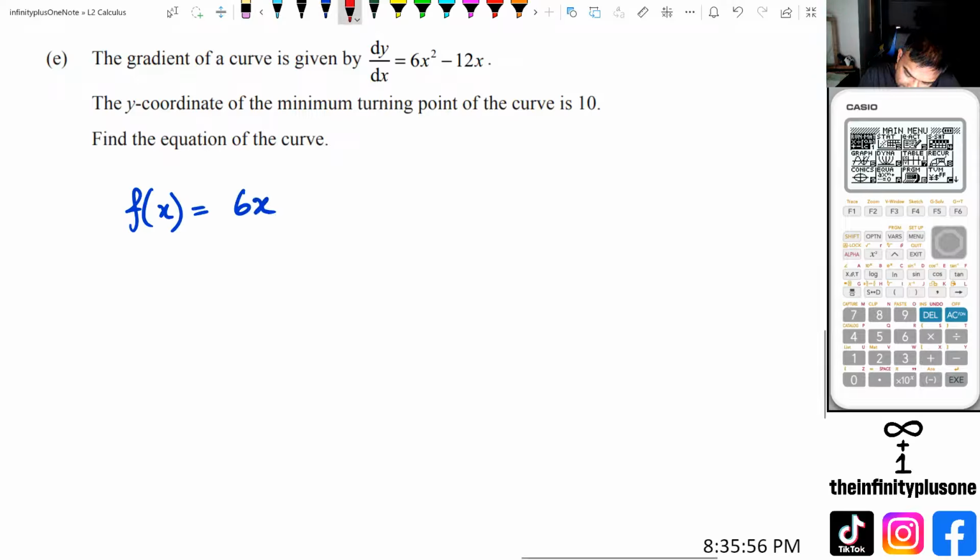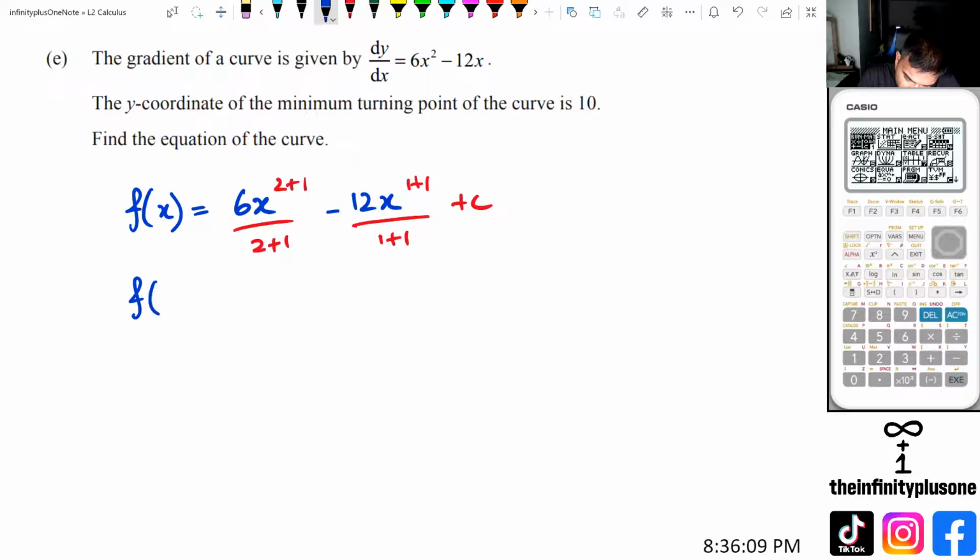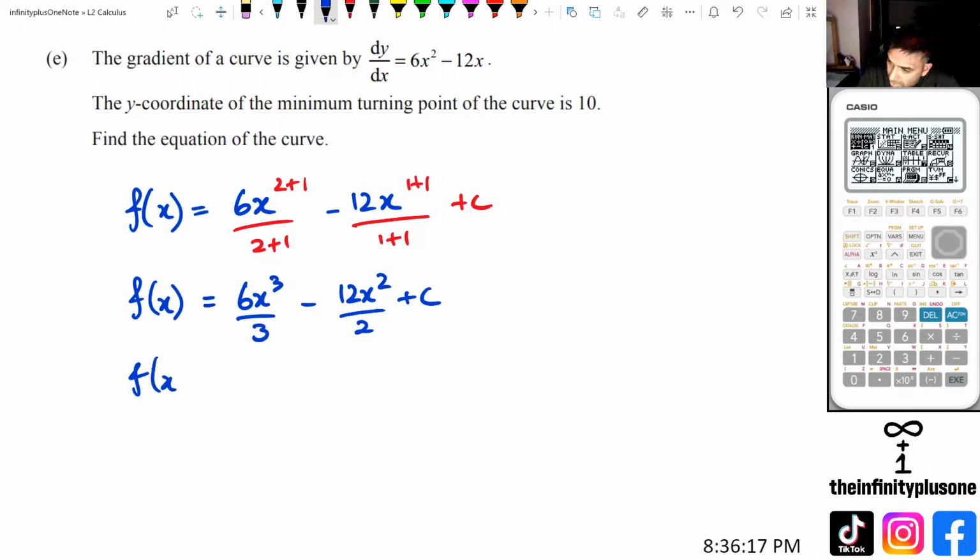So we've got 6x to the power of 2 plus 1 over 2 plus 1, minus 12x to the power of 1 plus 1 over 1 plus 1. And don't forget the plus c. So we've got f of x equals 6x cubed over 3 minus 12x squared over 2 plus c. So f of x equals 2x cubed minus 6x squared plus c.